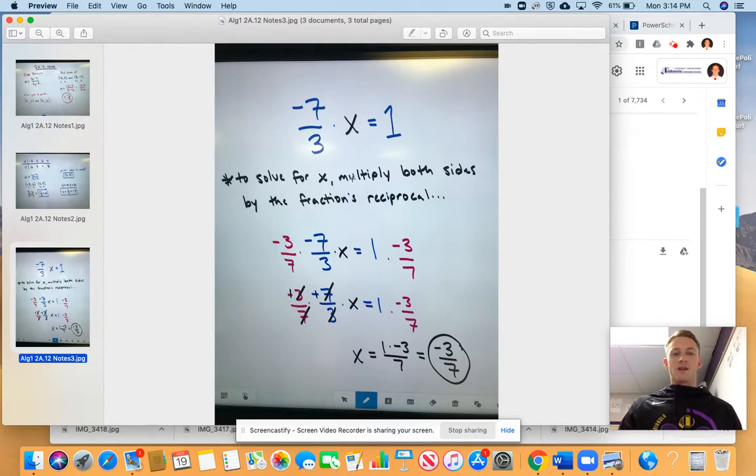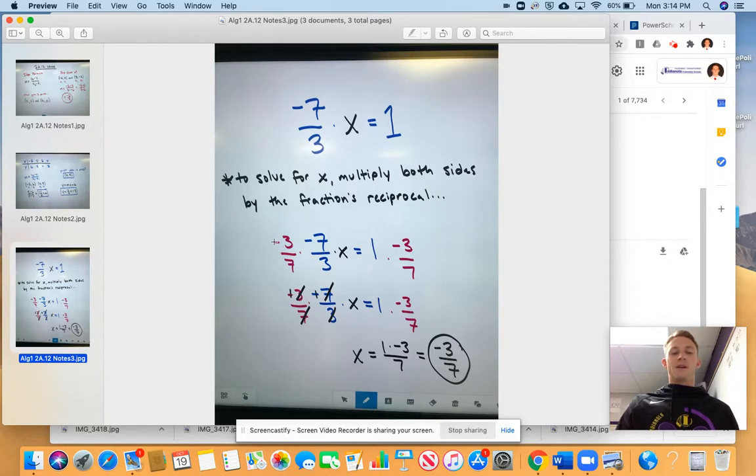So to solve for x, let's multiply both sides by the fraction's reciprocal. And remember that reciprocal just means we flip the fraction upside down. So I'm going to multiply the left side and the right side by negative 3 over 7. Let's just leave the negative on top. All right. Do that on both sides.